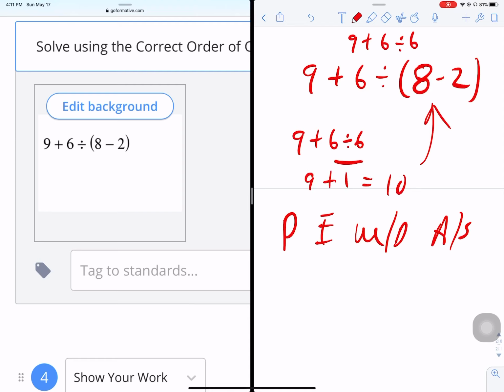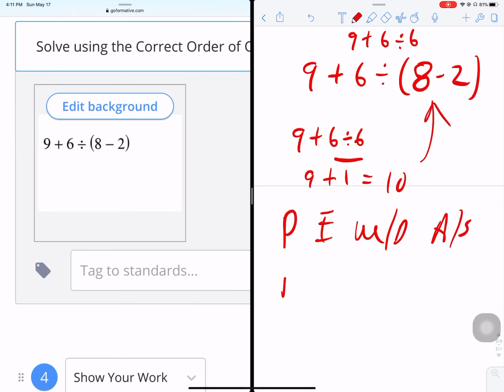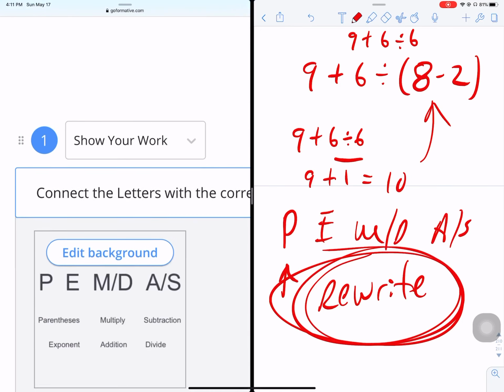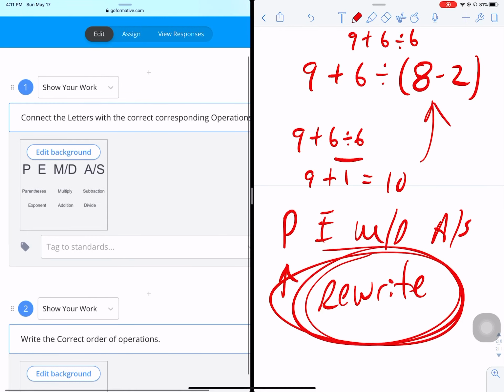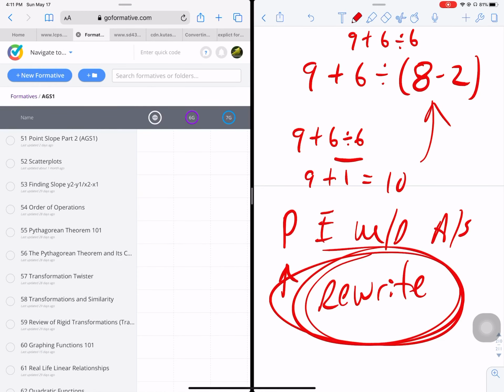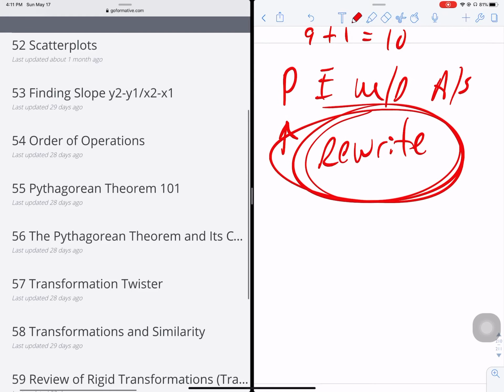So when you go do this one, just remember the order. Parentheses goes first. Look in there. Rewrite, rewrite, rewrite. This is the part nobody wants to do. But if you do it, you'll be just fine. Okay. Let's go to Pythagorean Theorem review.